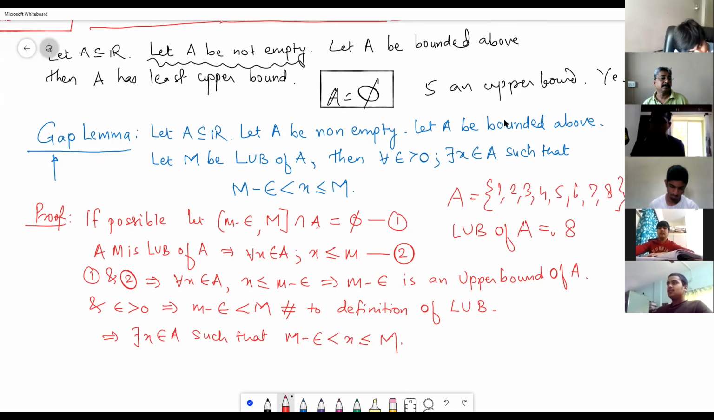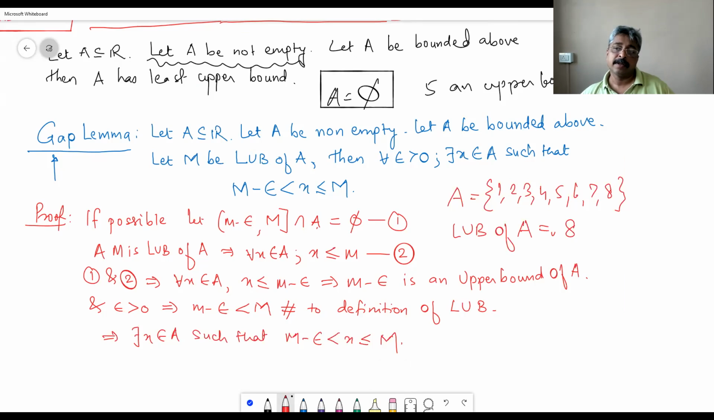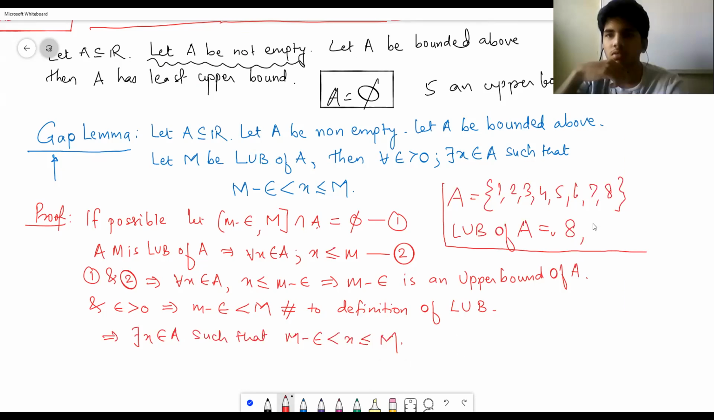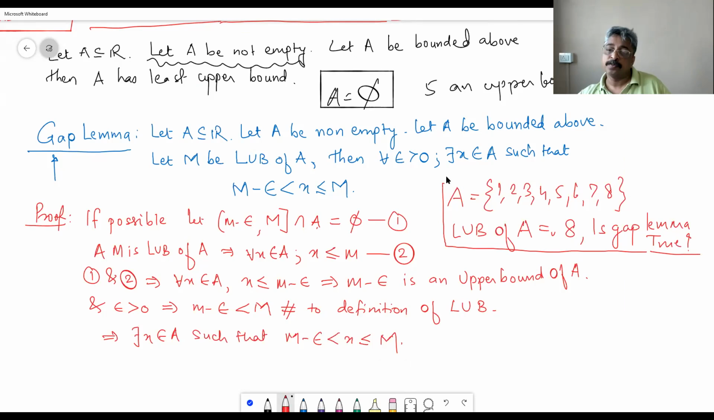8. Okay. Is the gap lemma applicable here? Is it true here? Is the gap lemma working here? No, sir. Yes or no?